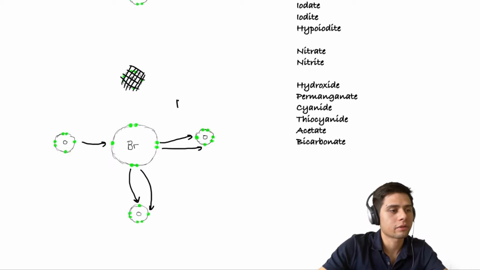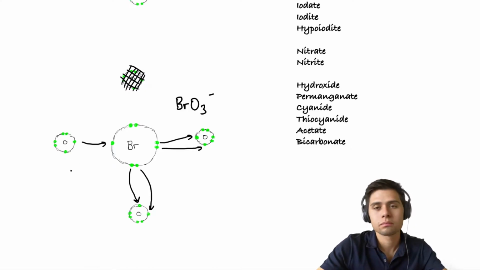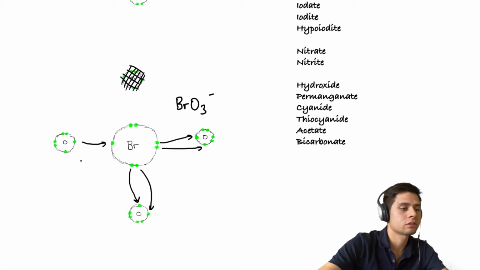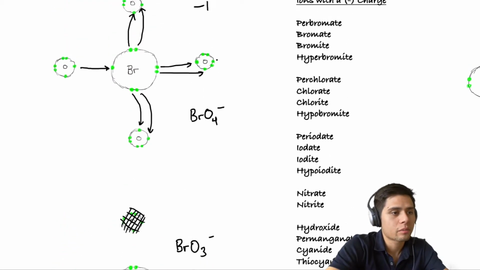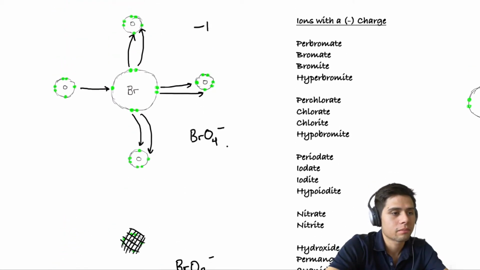And this thing can be written as BrO3 because it's only 3 oxygens in this system. And we still have that negative charge there because of this exposed electron. Okay, it's not paired with anyone. It's not paired with any other electrons. And so these are just 2 examples of polyatomic ions that have a negative charge to them. Okay, -1 charge to them.